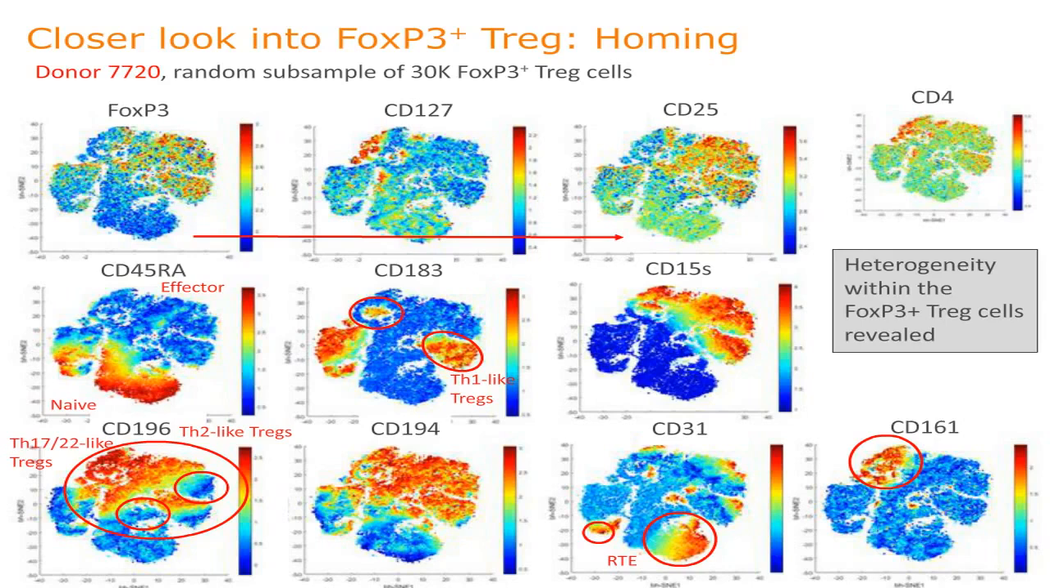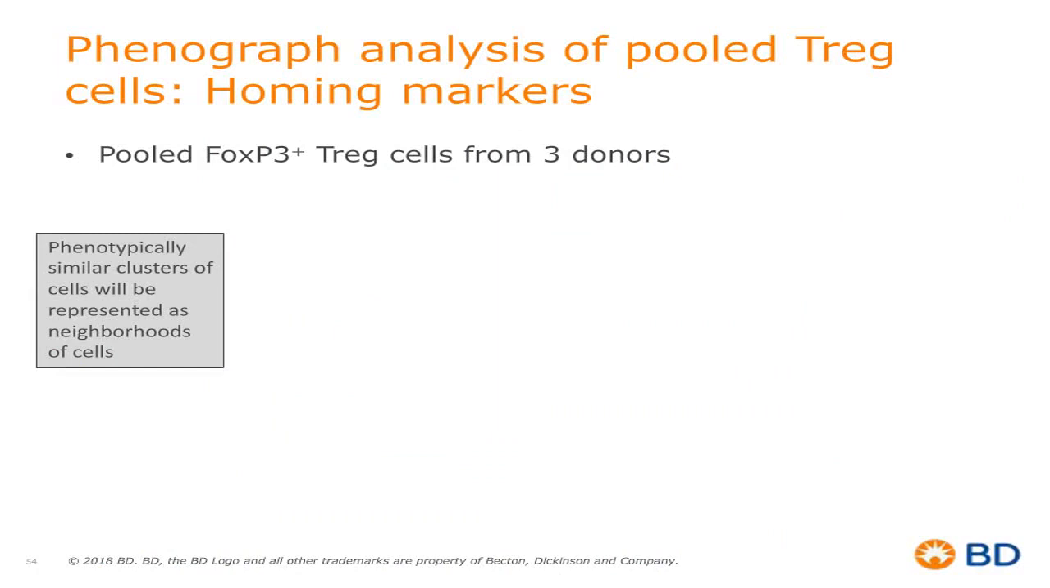And this is done through a computational analysis. This is without gating, subjectively trying to identify where your population is. In this particular example, though, we sampled in on the FOXP3 positive cells only, and then looked at our homing markers in that situation. So we'll look at another type of analysis, as I mentioned, the phenograph analysis.